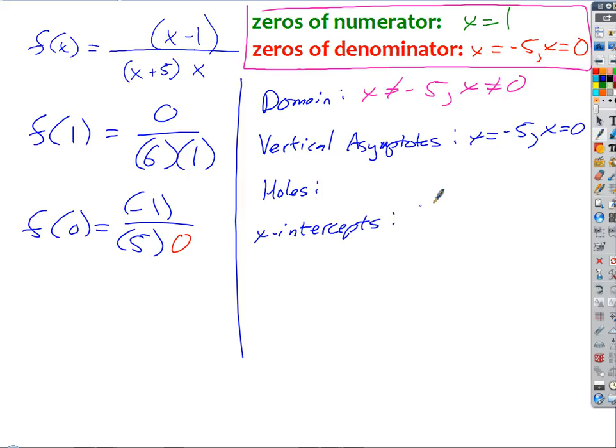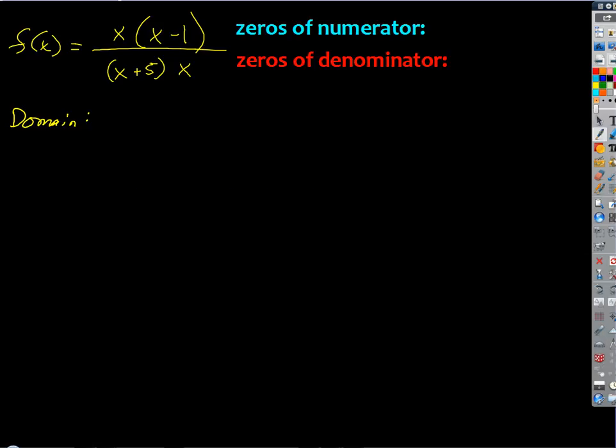Are there any holes? Not this time. Let's look at an example where there would be a hole. This guy, so this changes the list slightly. So what are we going to get?